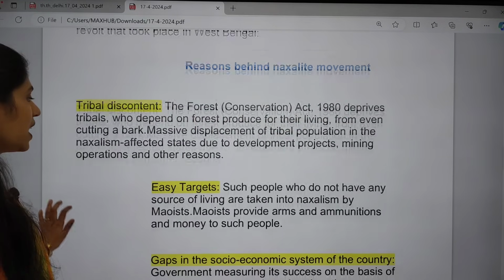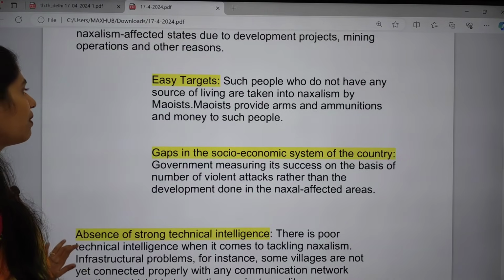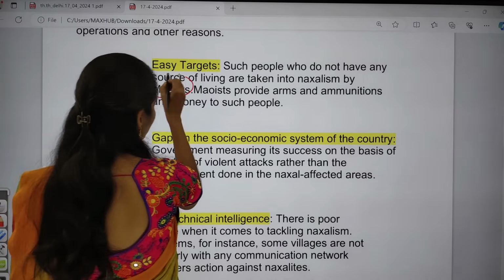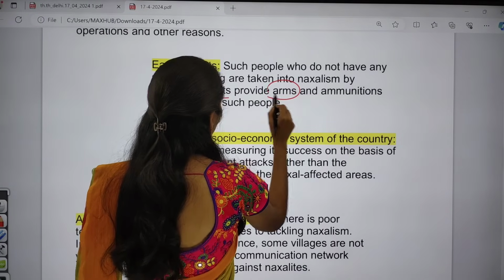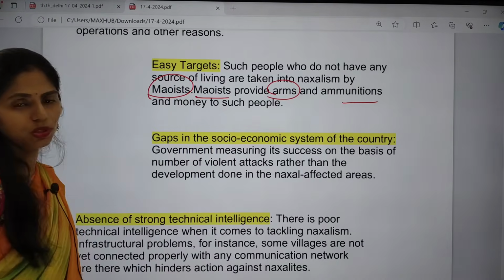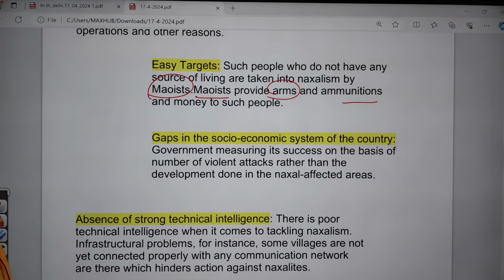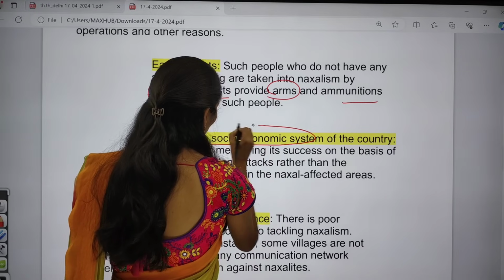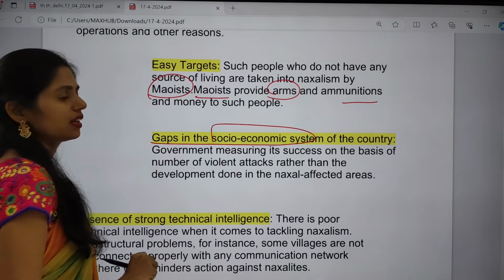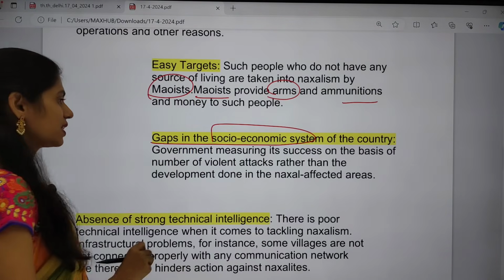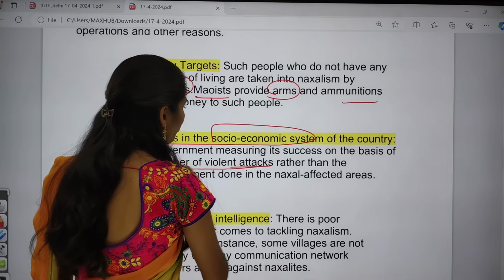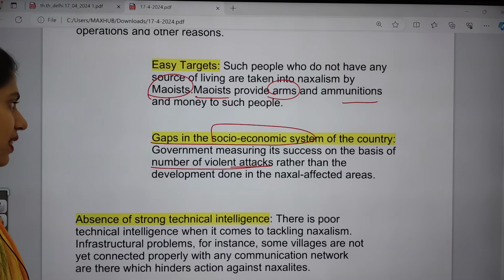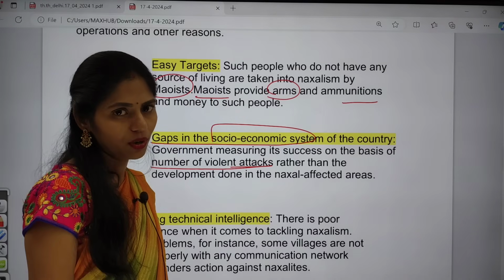And next one is easy targets. Such people who don't have any source of living are taken into Naxalism by Maoists. So Maoists provide arms, ammunition and money to such people who do not have a proper source of living. And next one is, there are some gaps in the socio-economic system of our country. So government is measuring its success on the basis of the number of violent attacks rather than the development done in Naxal affected areas. So this is also one important thing.